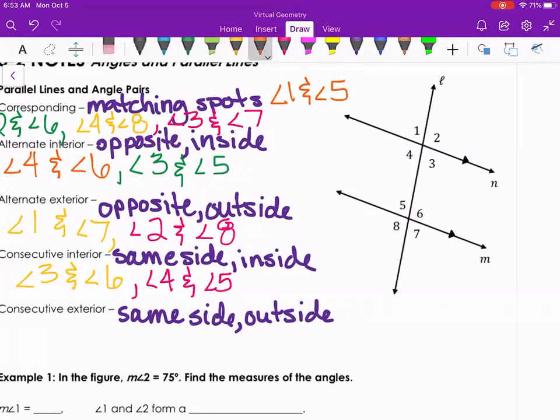All right, and then our consecutive exteriors. Let's say we start with 2. 2 is on the right side, so that's 3, 6, or 7. 3 is out, it's a linear pair. 6 is out, it's on the interior. 7 is the only one that's left.